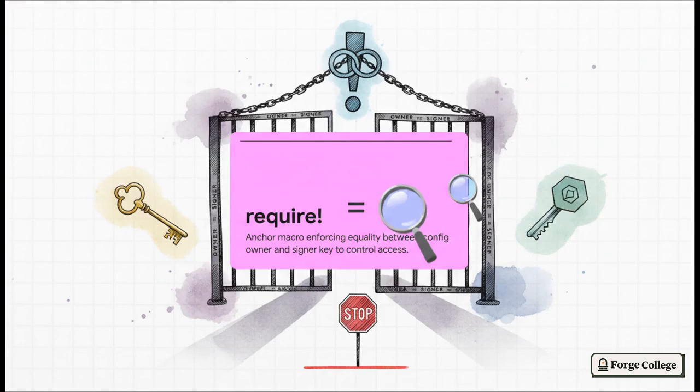Enter the require macro. This right here, this is our bouncer. Remember, over in Solana, just having a signer attached to your transaction simply isn't enough. I mean, sure, the SVM knows you signed it, but it doesn't care if you're the owner yet. We have to explicitly use the require macro to ask the program, hey, does the config.owner exactly match the signer.key? If it doesn't, bam, the transaction stops dead in its tracks.